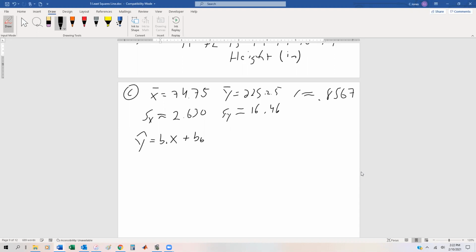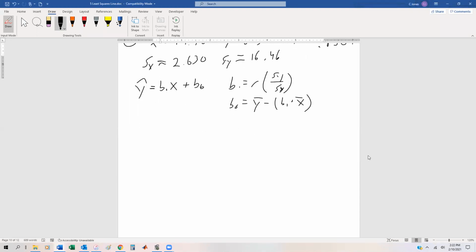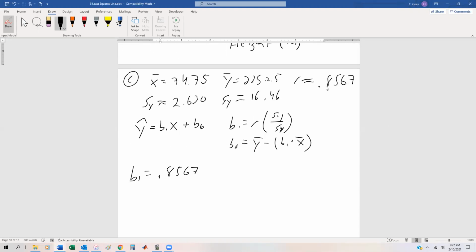And remember, this is the formula. B sub 1 is equal to R times SY over SX. And then B sub naught is equal to Y bar minus the quantity of B sub 1 times X bar. And we can substitute those back in. So for B sub 1, which we need first to get to B sub naught, that's going to be 0.8567, which was R, times SY over SX, so 1646 divided by 2.63.